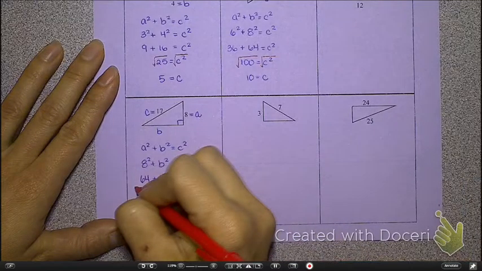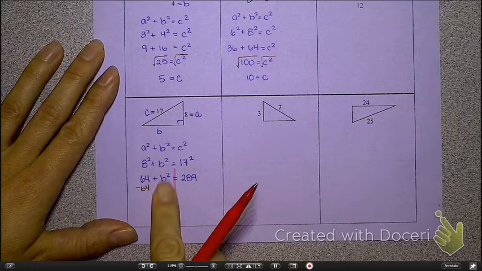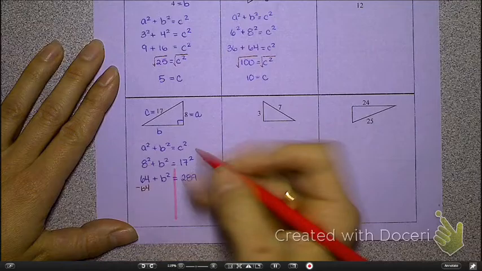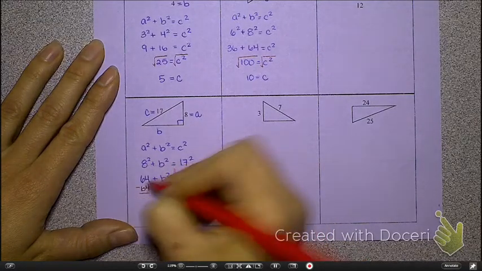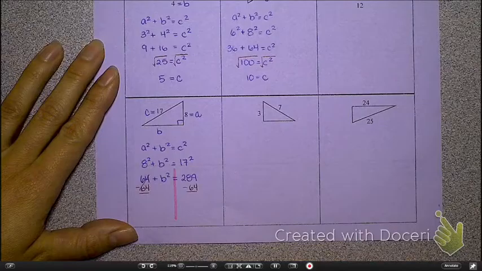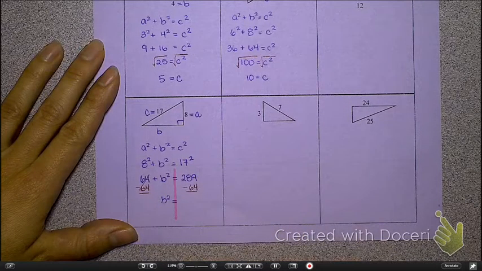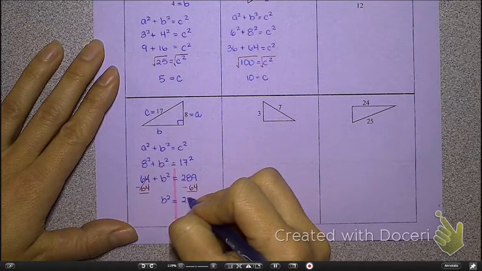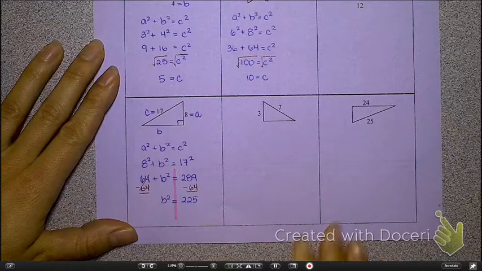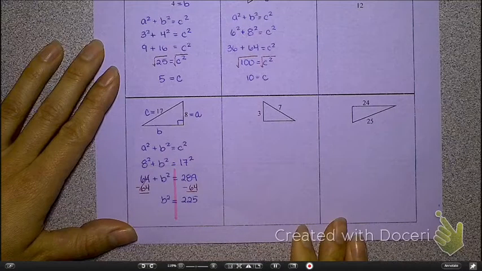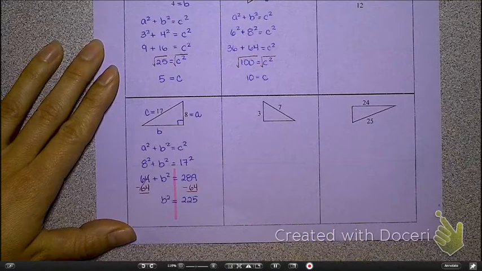Yeah, subtract, right? I'm going to move this one over here so that the variable stays over here on its own, okay? So I'm going to subtract 64 from both sides. Okay, so I get b squared equals, was that 225? Is that right? 289 minus 64? I think it's 225.